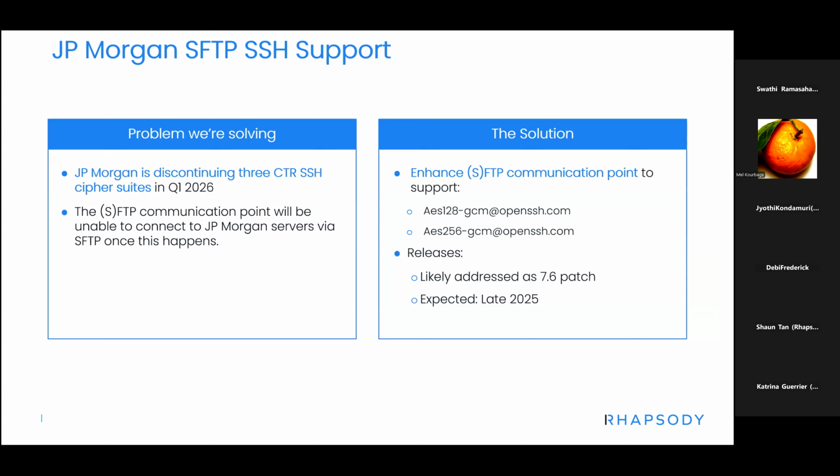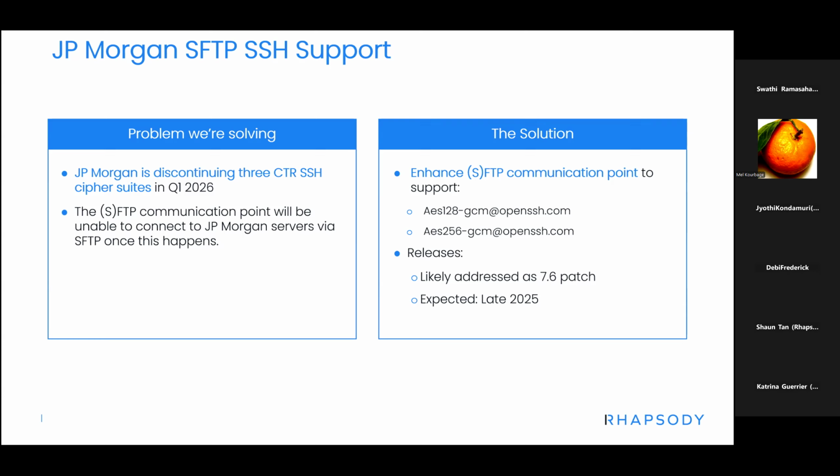All right, while staying on the topic of SFTP, this is a slight deviation. This is something not in 7.6, but it is a problem that we have not yet solved, and we are planning to solve before the end of the year. So what is happening? JP Morgan is discontinuing 3 of their CTR SSH cipher suites in the first quarter of 2026. Unfortunately, right now it just says Q1, so I can't give a firm date. So we'll just assume the 1st of January.